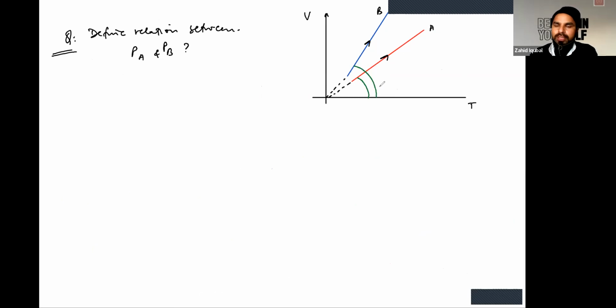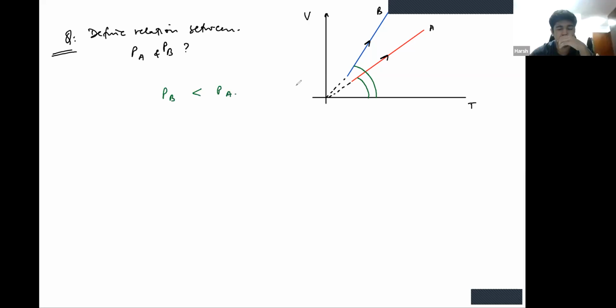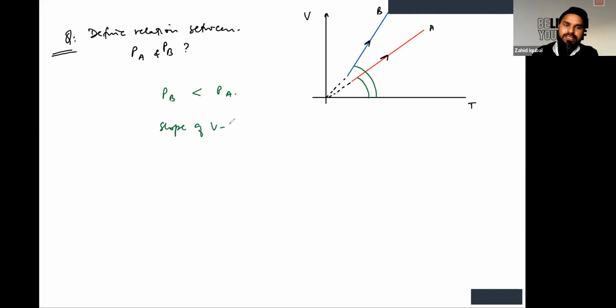Which curve has more inclination with the x-axis, A or B? PB, sir. Good. So we can say the greater the slope of the curve, the smaller the pressure. It means PB is smaller as compared to PA, since the curve has higher inclination and the slope of the volume versus temperature graph is inversely proportional to pressure. That's why.